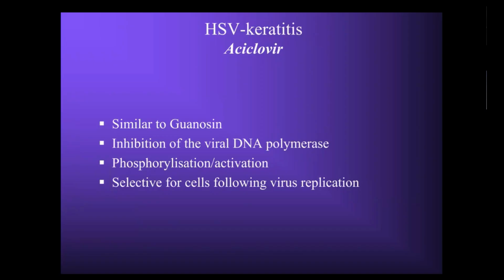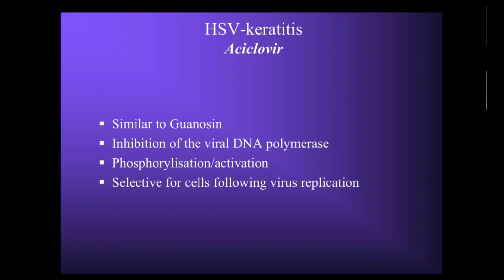Acyclovir is similar to guanosine. It inhibits the viral DNA polymerase. And first of all, it has to be activated mostly by phosphorylation. It is selective for cells that are invaded by the virus. So it normally does not alter the epithelial cells.